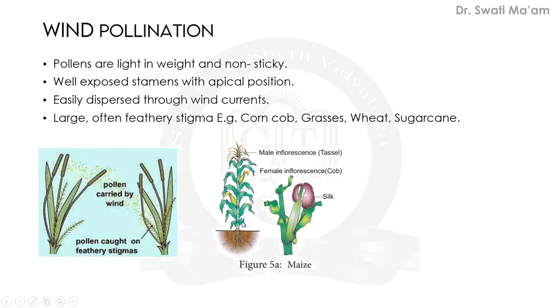In the next diagram, it is clear that this is the male inflorescence, also known as the tassel, and here is the female inflorescence, also known as the cob. These corn cobs are shown here, and this is the silk, the hairy structure which we often see when we have a maize cob with us. So this has its own importance.